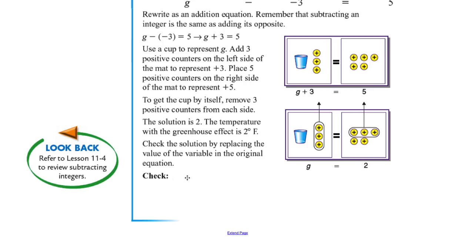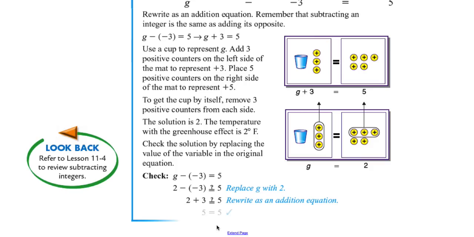Checking this, we substitute G back into our original equation. We have G minus negative 3 equals 5. Substitute G with 2, so this becomes 2 minus negative 3. Is it equal to 5? We know that this is an addition statement. When you're subtracting, you're adding its opposite. So this becomes 2 plus 3. Is it equal to 5? And indeed it is. So we have checked our equation.